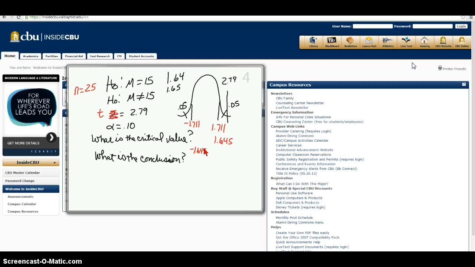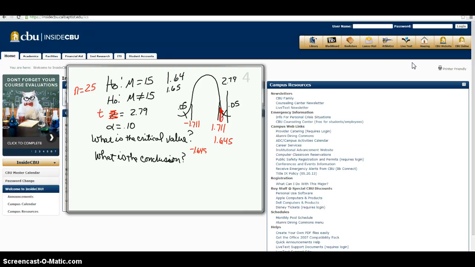Okay? So if you draw the picture of where your critical values are, you're going to reject if it's bigger or smaller. So if I had a minus 1.8, I would reject. If I had a positive 1.8, I would reject. If it was somewhere between these two, this is my non-rejection area and I can't reject. Okay?